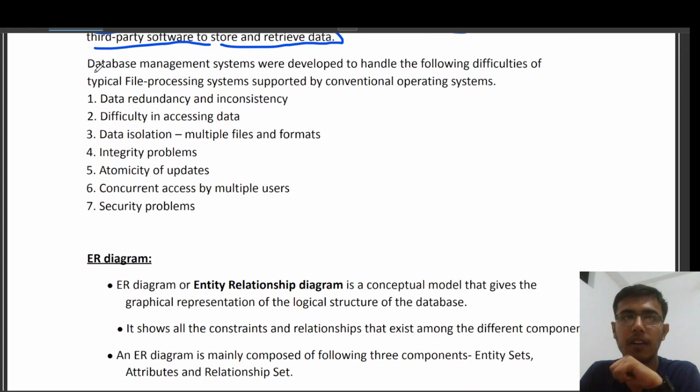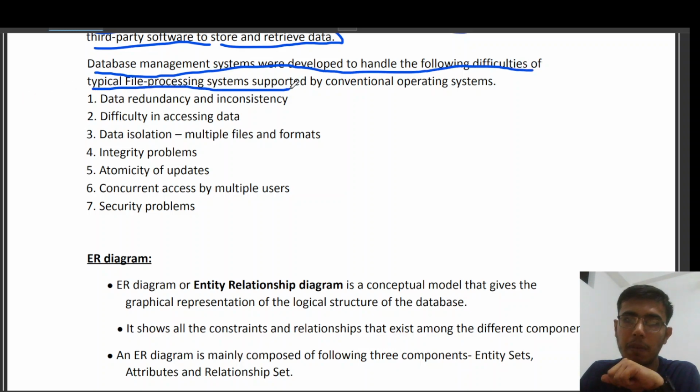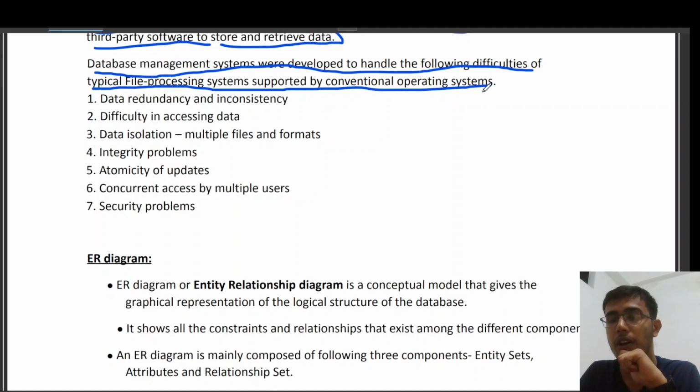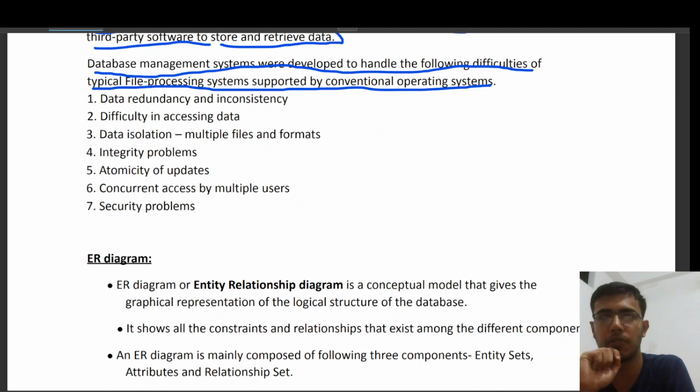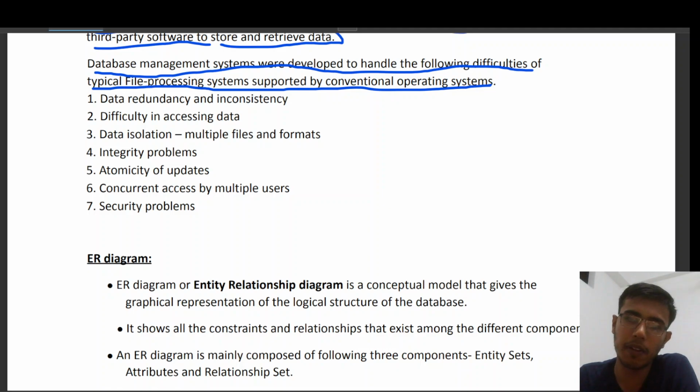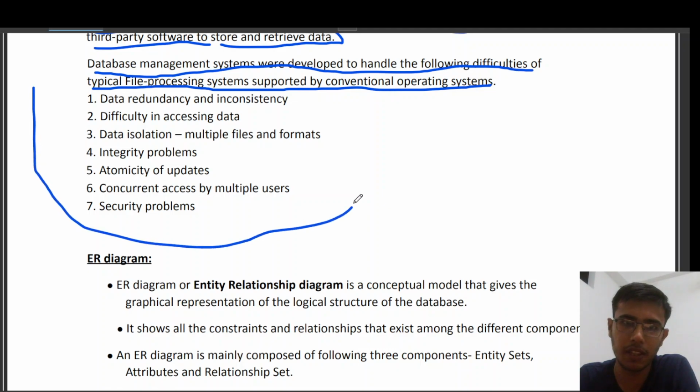Now database management systems were developed to handle the following difficulties of the typical file processing system supported by conventional operating systems. So what happened when the database management system was not developed, the programmers or the software engineers were using the file processing system, right? To overcome that file processing system, we are basically using the database management system, right?